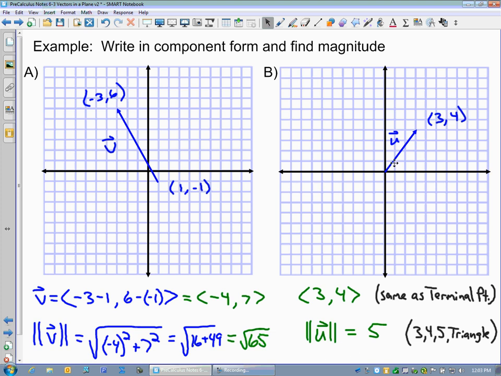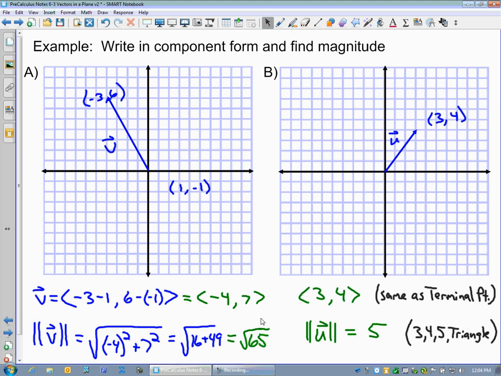But the important thing here is to recognize that when the vector is in standard position, the component form is the same as the terminal point. So looking back at this first one, rather than go through these calculations, I could have just moved this vector so that it's in standard position. And notice when I did that, this becomes its terminal point, which is negative 4, positive 7, the new terminal point. Negative 4, positive 7.